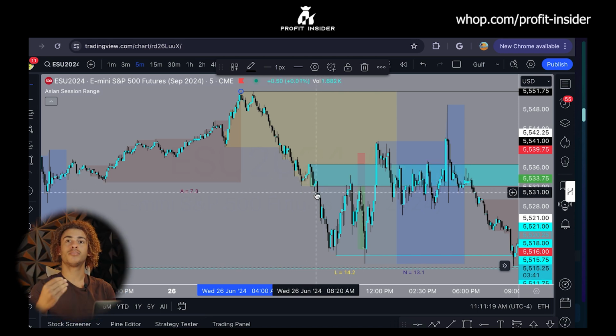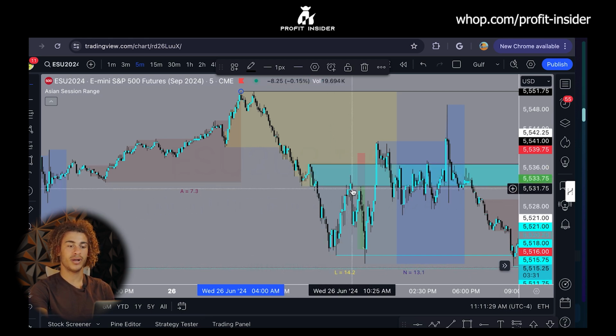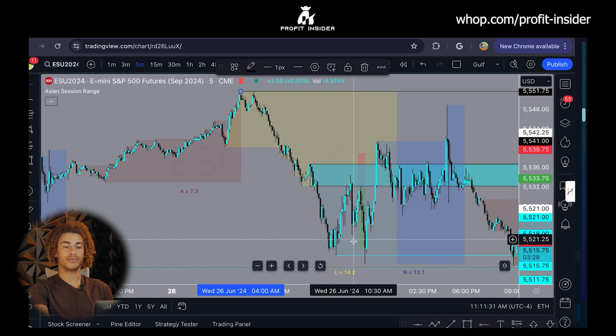I then look for price to break below this level. So price broke below this level. It broke, and then it retested this level, and then it continued moving down. So this is called a break and then a retest. So you have your entry right here, and then you have your take profit right around here.